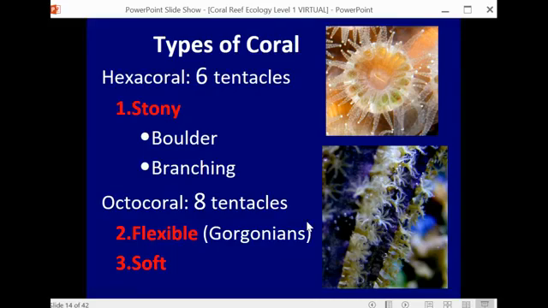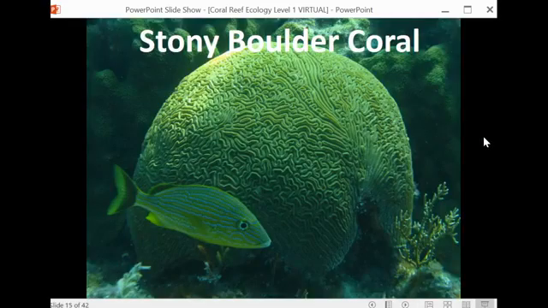A little bit different from our flexible and soft corals. Just as important, of course, okay? Our stony corals, we can break down a little bit further into the stony boulder corals. They're the ones that are shaped like big boulders. And the stony branching corals. Those are the ones that have a bunch of branches on them, okay? Looking at this example here of a stony boulder coral, I have a feeling a lot of you may know what this one is. So I'm going to pause for a moment and see if you can figure this one out, if you know what species of stony boulder coral we're looking at here.